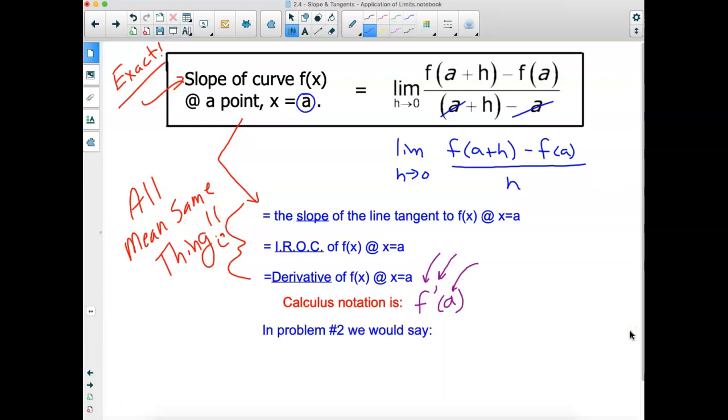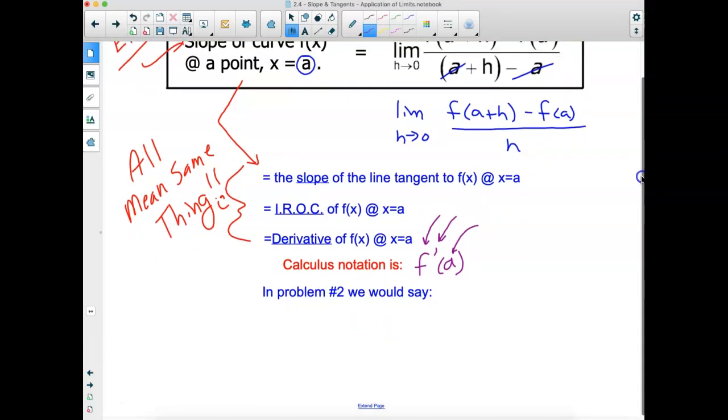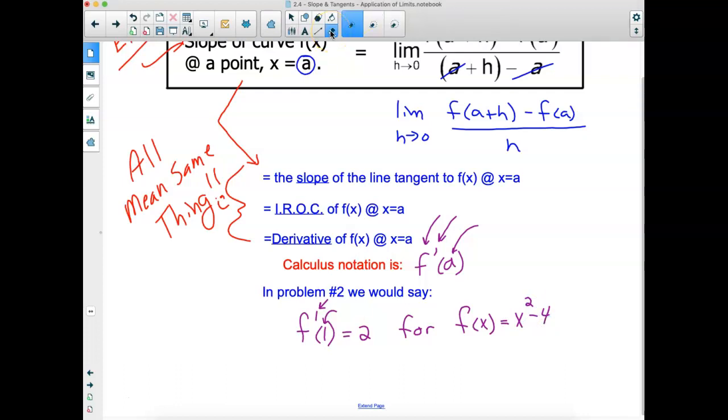And as I come down to problem number 2 that we did before, what we would say in calculus is, in problem 2, f prime of 1, meaning basically the way I interpret it, the slope at x equals 1, equals 2 for f of x equals x squared minus 4. Okay, it's only for that particular function. If I have a different function, I need to find a new slope. Okay, but this is how we will write it in calculus.